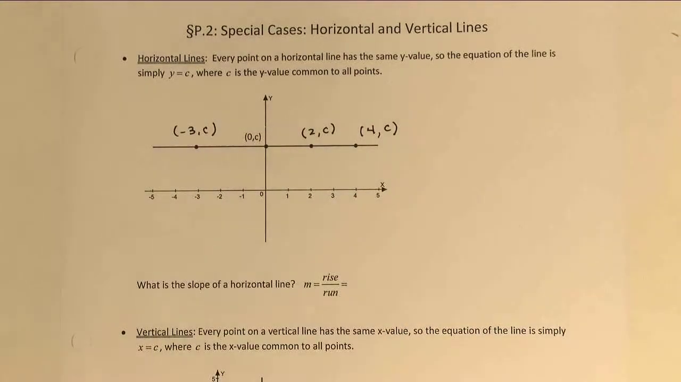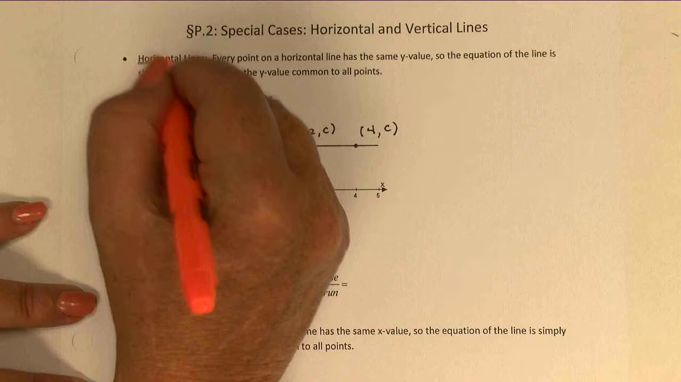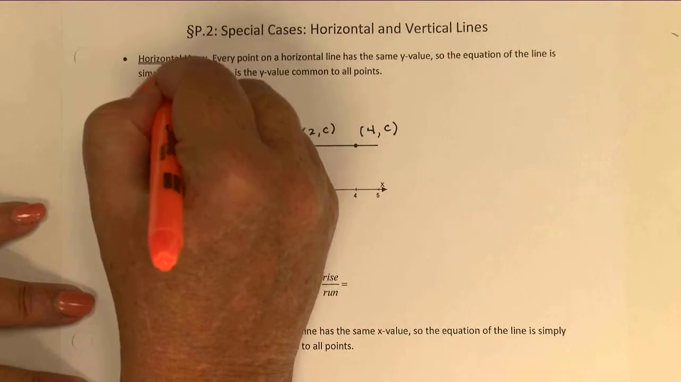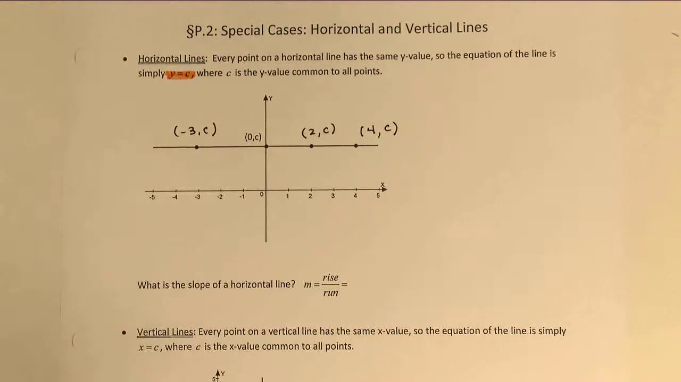So what we're seeing here is a line where all the y values are the same. And for that reason, hopefully it's logical that the equation y equals whatever that constant c value is represents the equation of the line. x can be anything at all. It doesn't matter, as long as y remains equal to c.